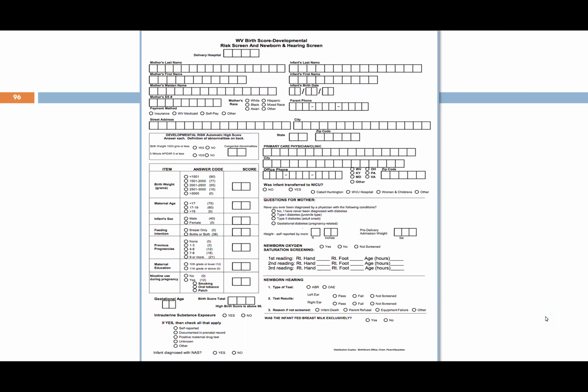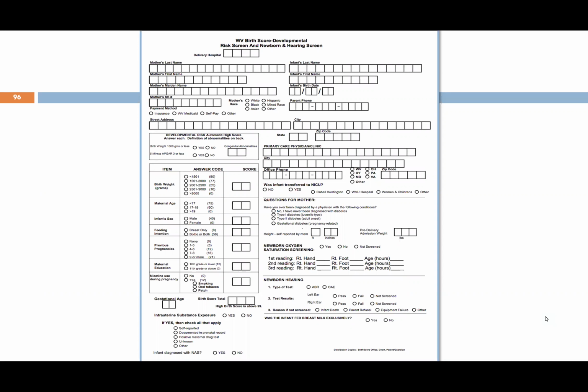The first question at the bottom there was: is there intrauterine substance exposure? We're still refining the definition of that, because as we've seen, there are various drugs out there that can present a withdrawal symptom. We talked about opioids, benzodiazepines, other antidepressants, alcohol. And so we're continuing to refine that definition.